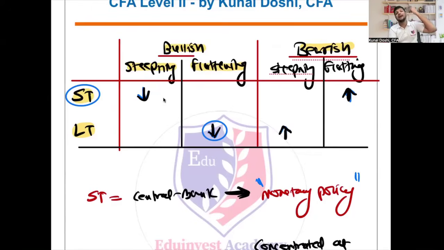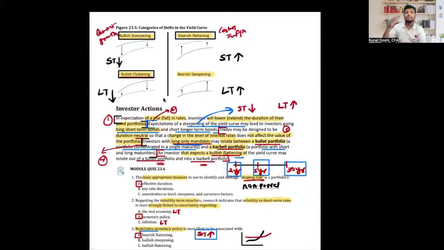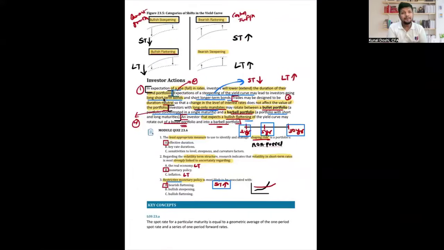Clear? So I might be buying long-term bonds because their yields are expected to go down, and I can also sell short-term bonds, correct? That is if I have long and short both available. I'm not only a long portfolio, I can also do short. So you will rotate between a bullet and a barbell strategy when you're expecting yields to be flattening or steepening. Clear? Everyone? Okay, very important. So much information in your first topic itself, right?